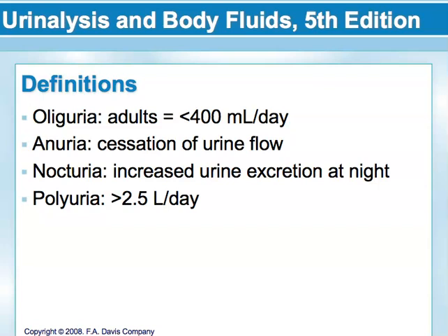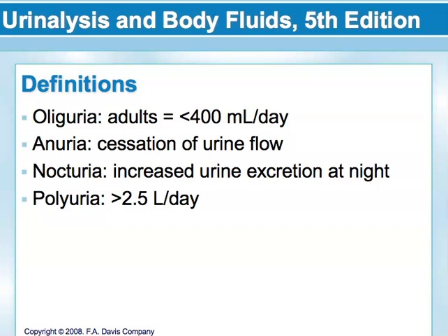Okay, a little bit of terminology here. Oliguria indicates decreased urine output in adults, defined as less than 400 milliliters per day. You'll commonly see this when the body enters a state of dehydration due to vomiting, diarrhea, perspiration, or severe burns. Anuria is when urine flow ceases, which could result from any serious damage to the kidneys or from a decrease in the flow of blood to the kidneys.